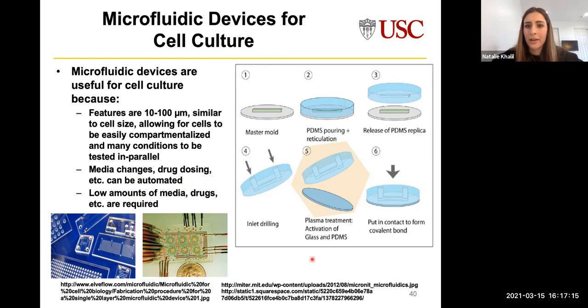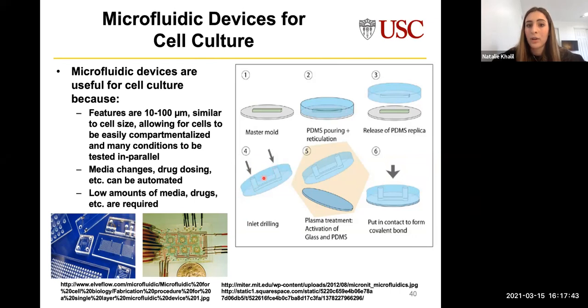And so on the right here is just a schematic of how microfluidic devices are made. We talked about this at the beginning of lecture, but you'll start with your master mold, which contains your channel design. We'll do soft lithography, so we'll pour PDMS onto the master mold, cure it, and then peel off the PDMS replica. And then we can drill inlet holes to access the channel.